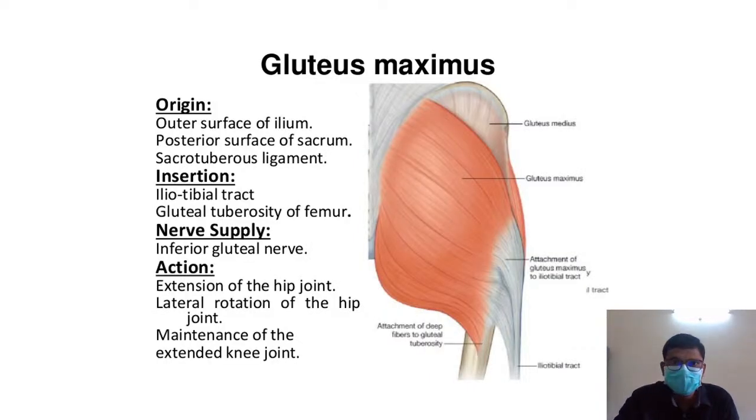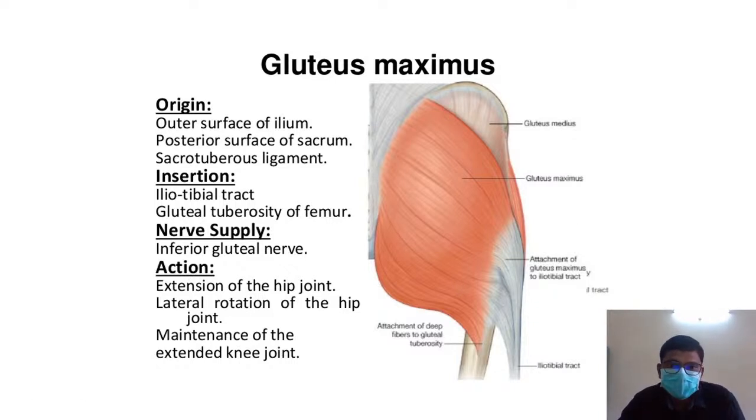The first muscle is the gluteus maximus. This gluteus maximus takes its origin from the outer surface of the ilium, the posterior surface of the sacrum, and also from the sacrotuberous ligament. After taking its origin, the gluteus maximus converges, goes down and gets inserted in two regions.